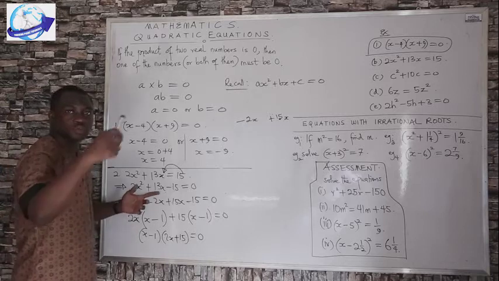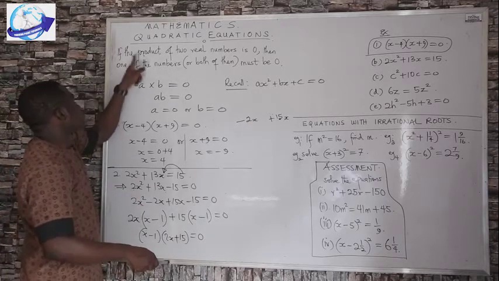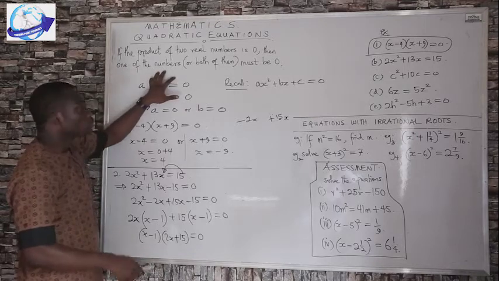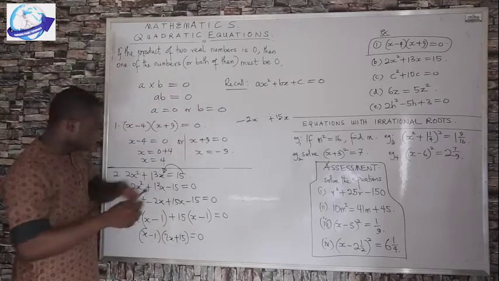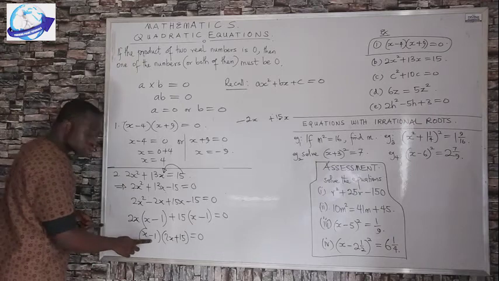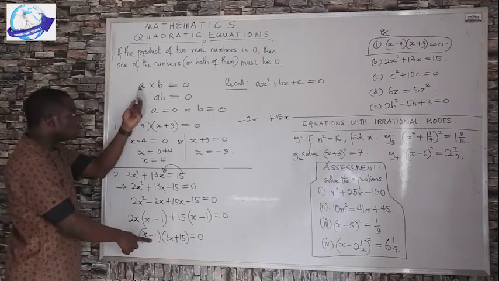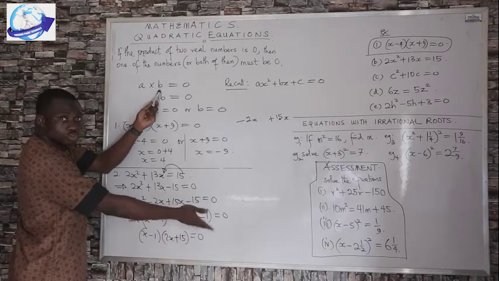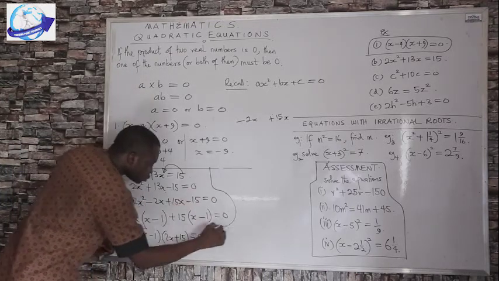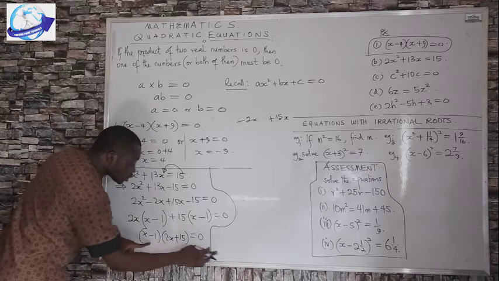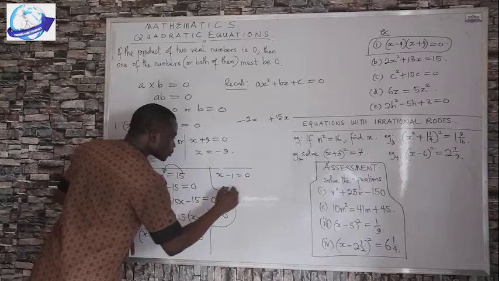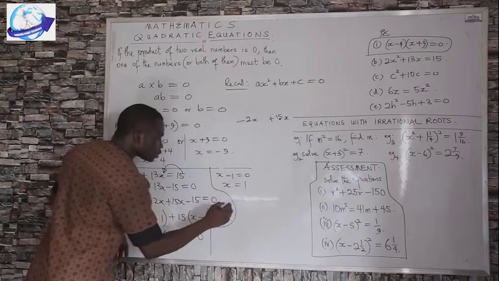That takes us back to the principle that says that if the product of 2 real numbers is 0, then one of the numbers, or both of them, must be 0. So this is standing as our A, and the 2x plus 15 standing as our B. 2 of them equal to 0. Then you don't have the time to waste. You just, okay, this is 0 and this is 0 separately. So x minus 1 is 0. So x is equal to 1.